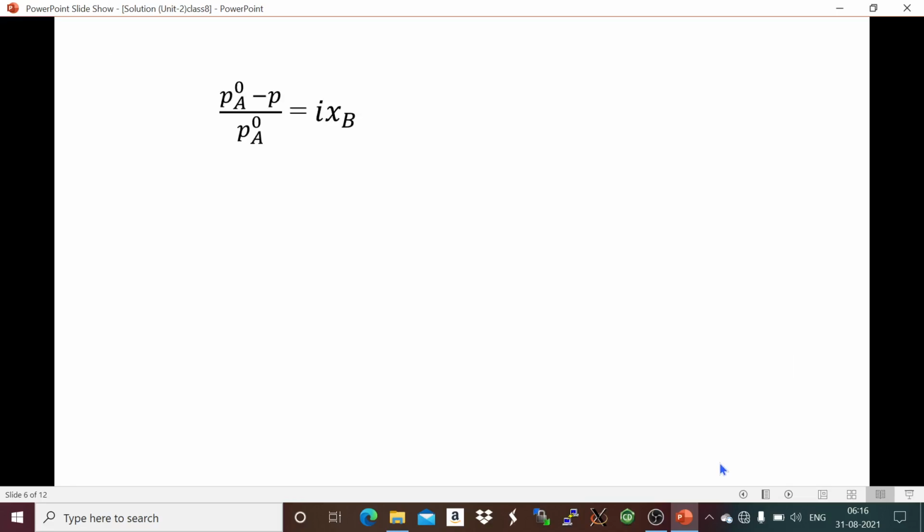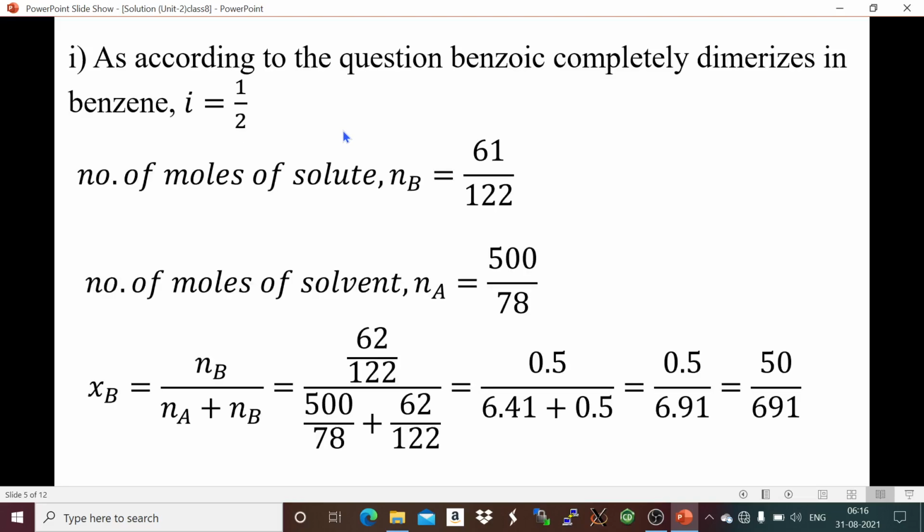So again, the relative lowering of vapor pressure in the presence of association, when association takes place, is i into XB, or you can put here i into NB by NA. That means here we just neglect this part, and we can just write NB by NA.